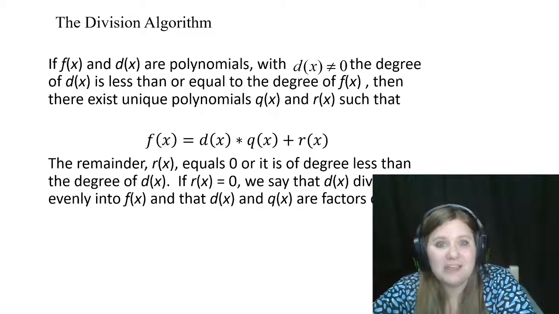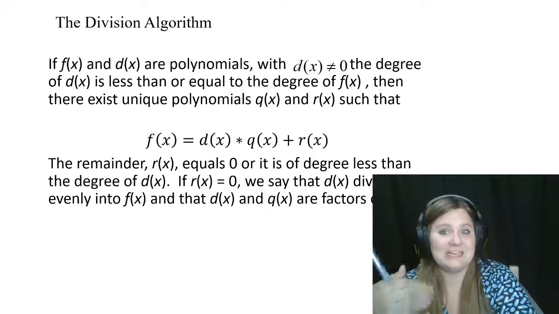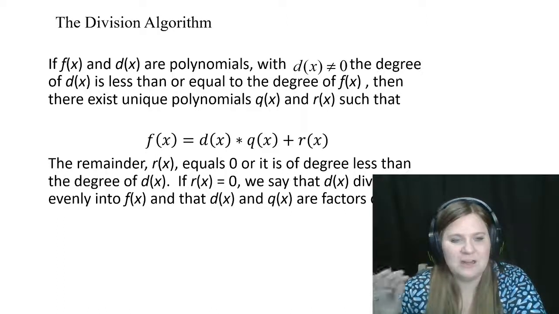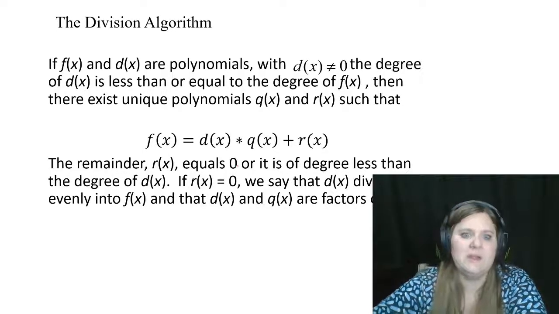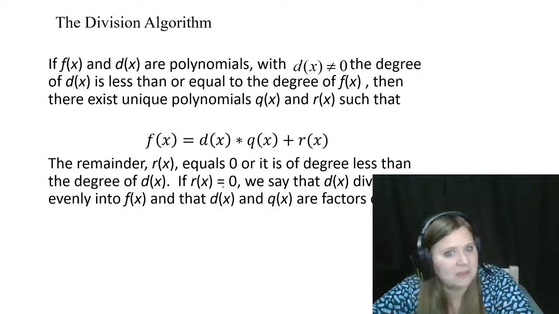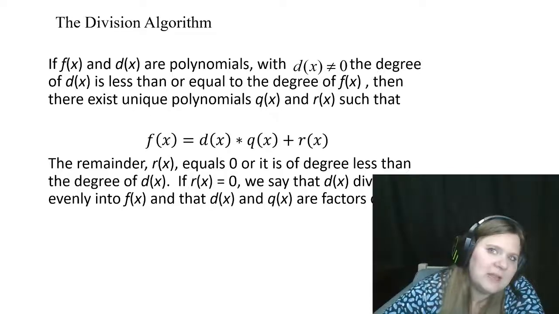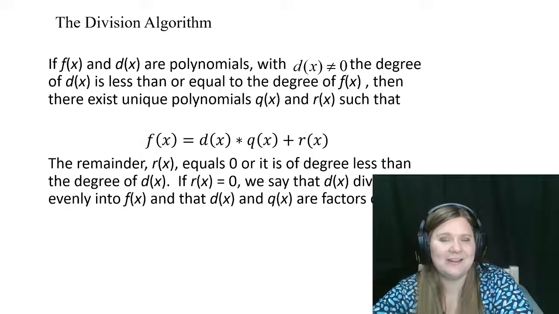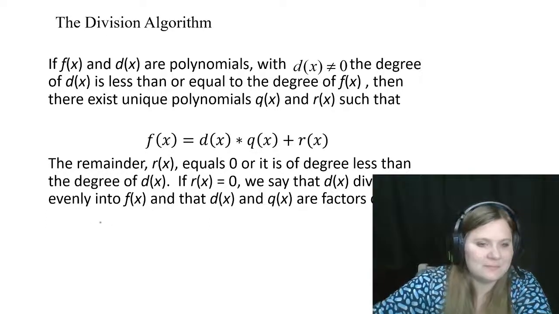All right, then if f of x and d of x are polynomials where d of x is not 0, keep that in mind, because you can't divide by 0, then we can say that f of x equals d of x times q of x plus r of x, where q is the quotient and r is the remainder. This is not the most intuitive way to write it, so let me write it like this.